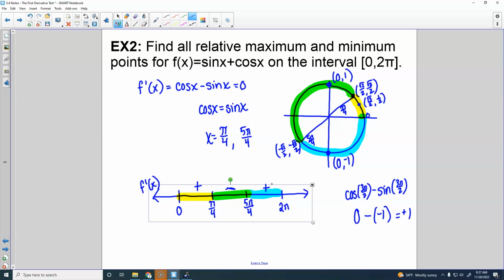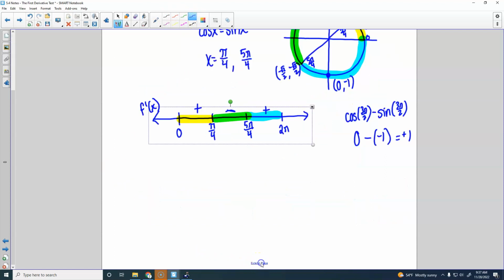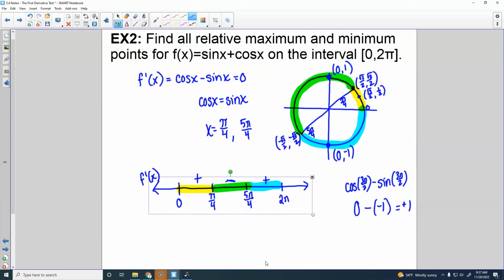I'm going to change the question here just a little bit. Okay, so relative maximum and minimum points. Right here we go from positive to negative, so that's a relative maximum. And then from here, we go from negative to positive, that is a relative minimum.